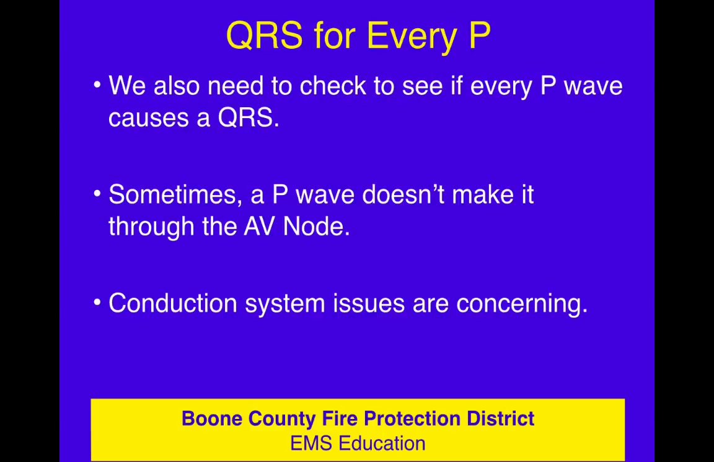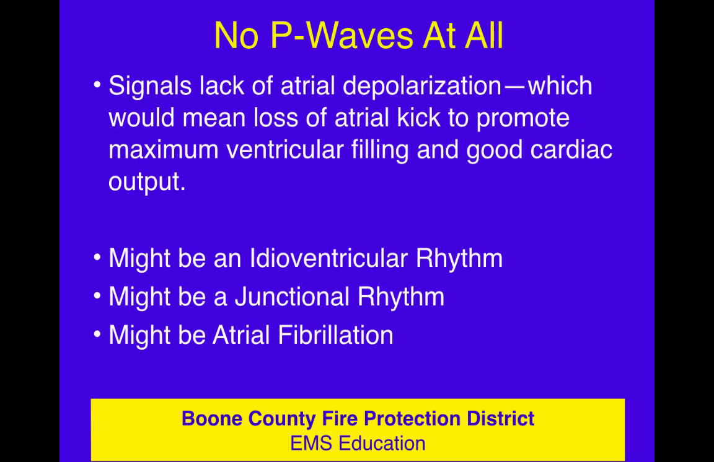Were there some P waves that did not generate a QRS? The P wave was dropped. In other words, it did not conduct. Sometimes a P wave doesn't make it through the AV node. Now, the AV node's our friend. We're very happy with the AV node, but sometimes the AV node doesn't function right, and it eats P waves. We need P waves to go ahead and conduct because conduction system issues lead to good synchronization, which leads to good cardiac output and good blood pressure.